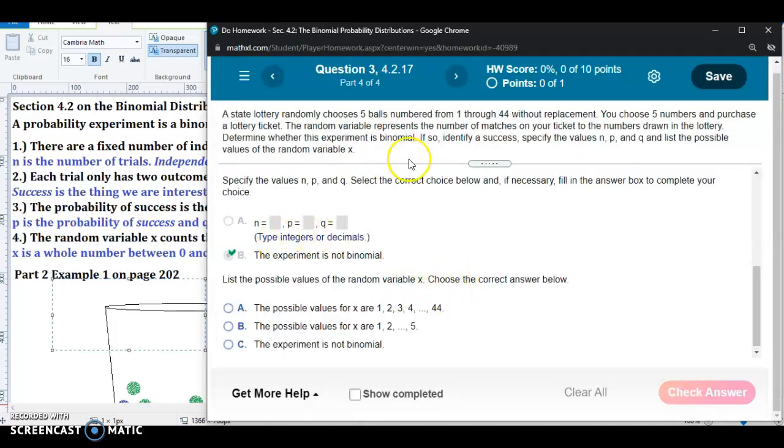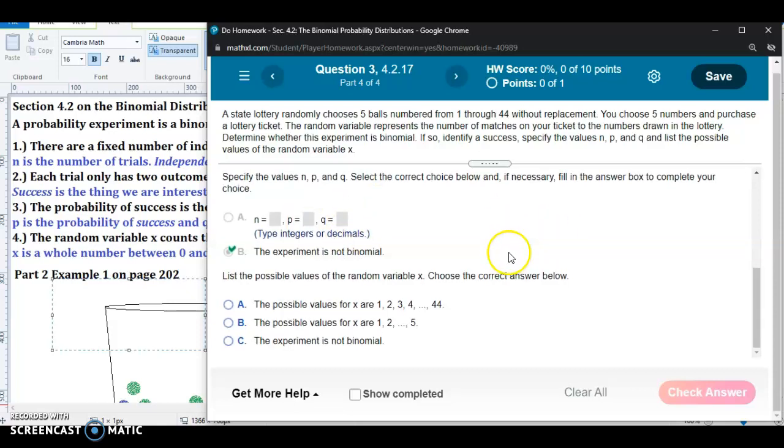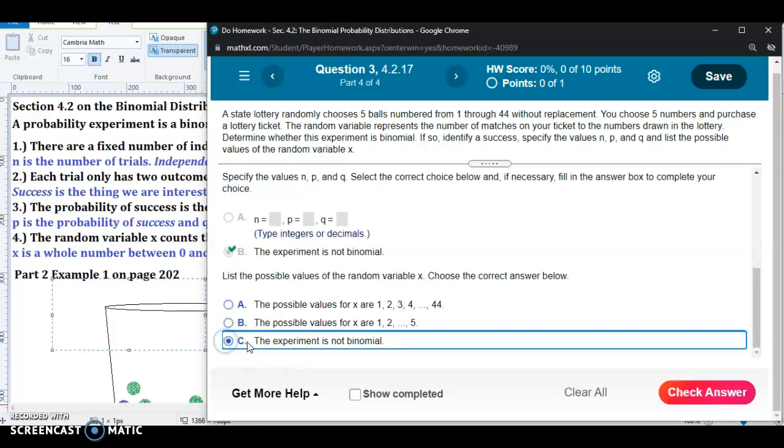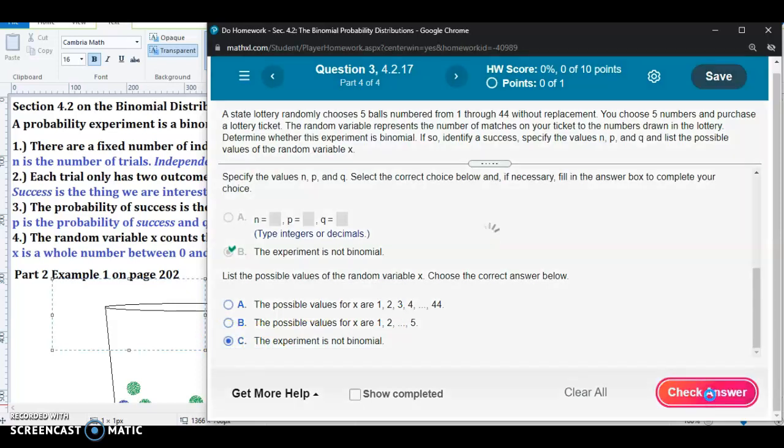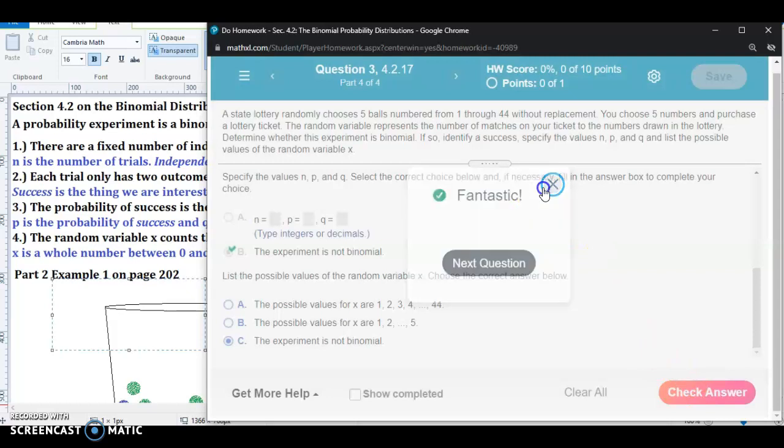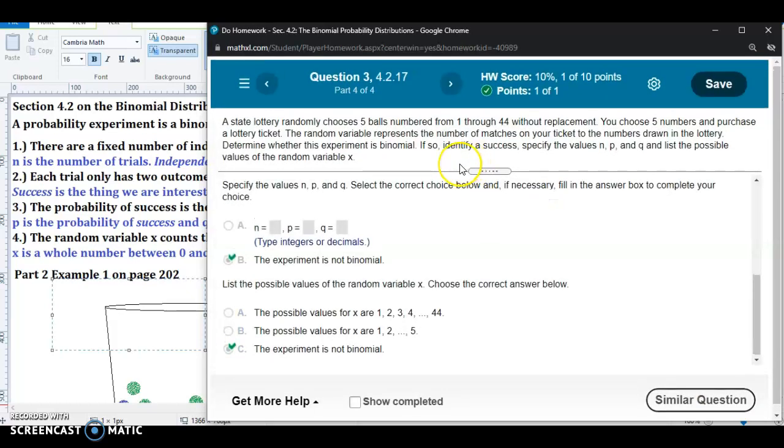Okay, but if this was a binomial experiment, you would enter the number of trials. In this case, you would enter 5, and then p would be the probability of success, and q would be the probability of failure. And it says list the possible values of the random variable x. Again, this is not a binomial experiment, so you would select answer choice C. So that's how you complete this question when the experiment is not a binomial experiment.